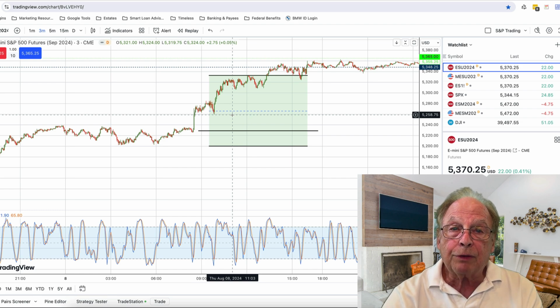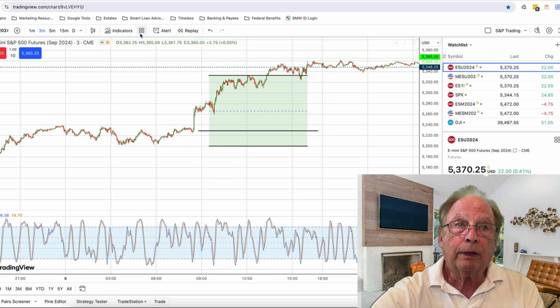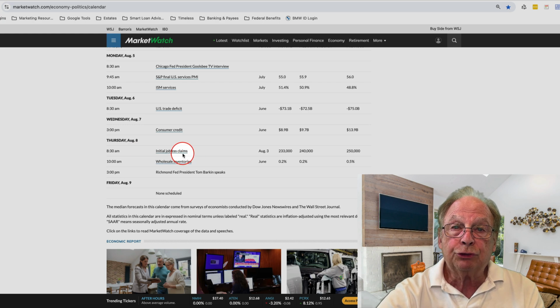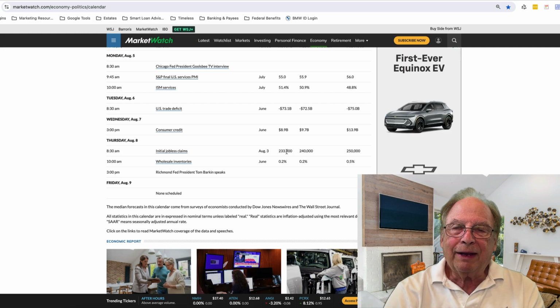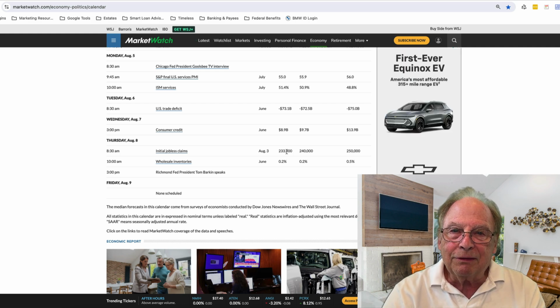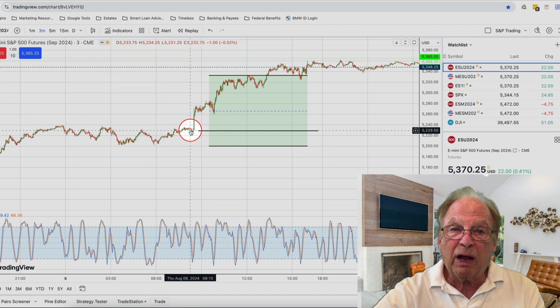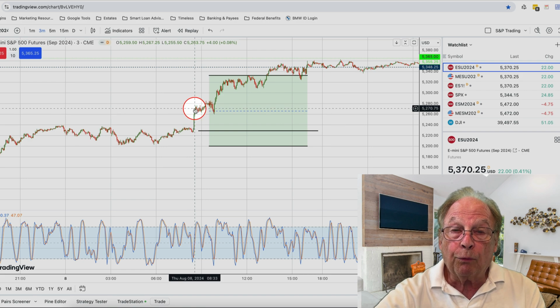So on Thursday, August 8th, looking at the economic calendar and what happened at 8:30, initial jobless claims came in and they were less than even forecast. So the sky isn't falling, the market isn't falling out of bed, the economy isn't tanking. What do you think that does to the market? Right here at 8:30, prices were coming in right at Wednesday's close, and boom, they moved up almost 40 points.